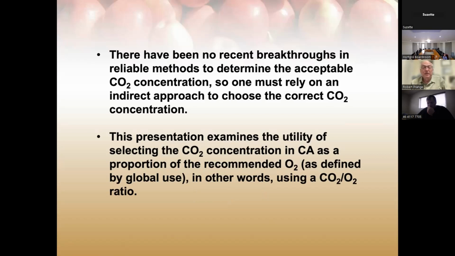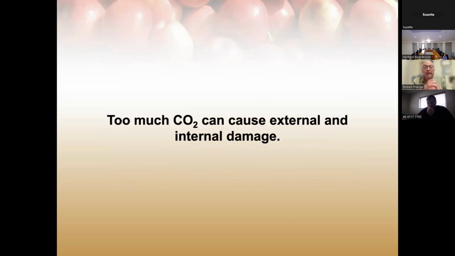In this presentation, I will examine the utility of selecting the carbon dioxide concentration in CA as a proportion of the recommended oxygen as defined by global use. In other words, using a carbon dioxide divided by oxygen ratio. Why am I talking about carbon dioxide? Well, essentially, too much carbon dioxide can cause external and internal damage in apples and pears.